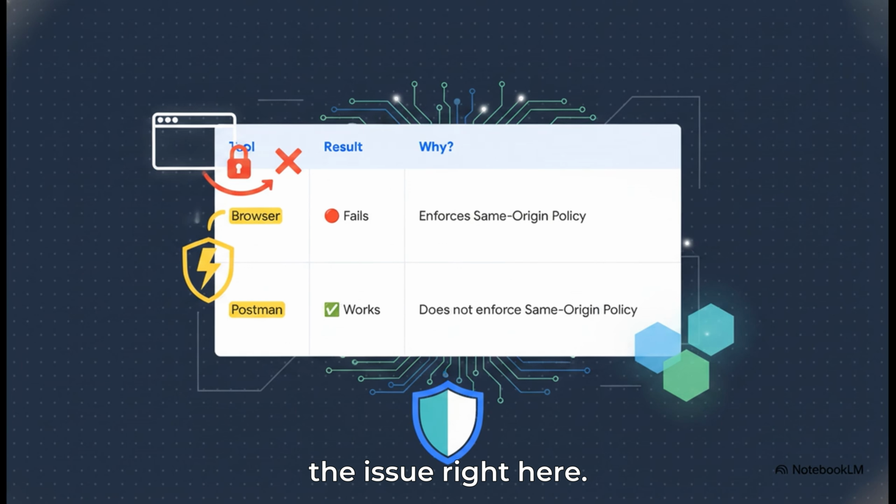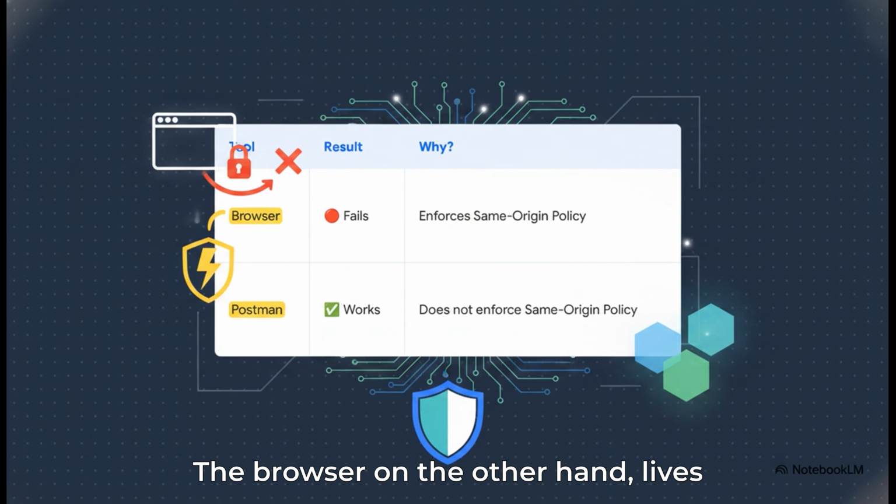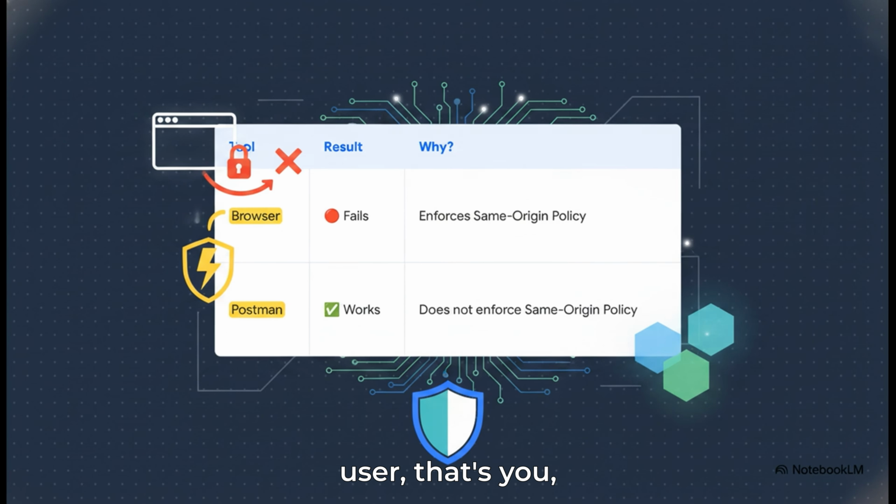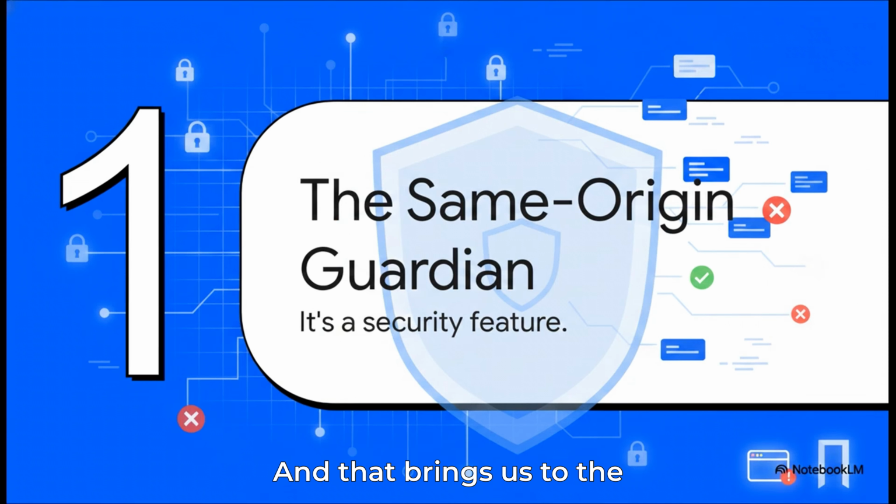And here we go. This is the heart of the issue right here. Your request works in Postman for one simple reason. Postman is not a web browser. It's just a tool. It makes raw HTTP requests directly to a server, and it couldn't care less about browser security rules like the same origin policy. The browser, on the other hand, lives in a dangerous world. Its number one job is to protect its user, that's you, which means it has to follow a very strict set of rules.